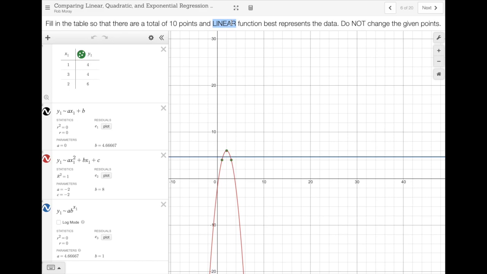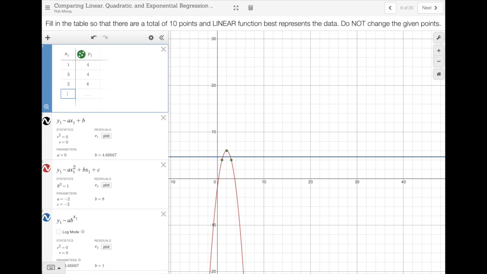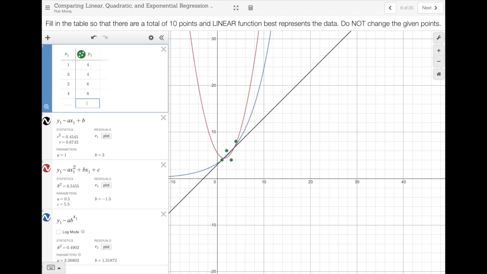You can base that on a combination of the r squared value, which one is closest to 1, as well as visually the points being closer to the line than they are to the exponential curve or the parabola. Okay? So right now you can see the parabola is doing a perfect job. So maybe I'll add 4, 8. Now you can see the parabola still does a slightly better job. So maybe I'll add 10, 12.